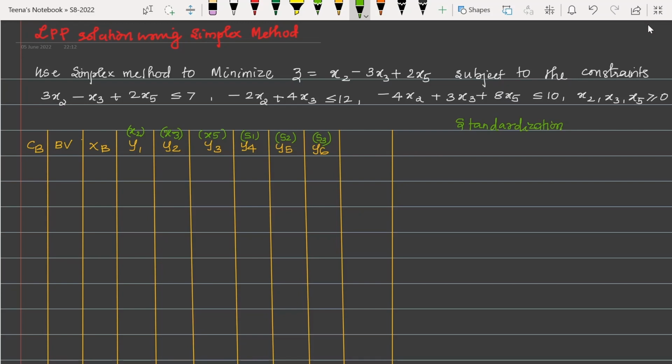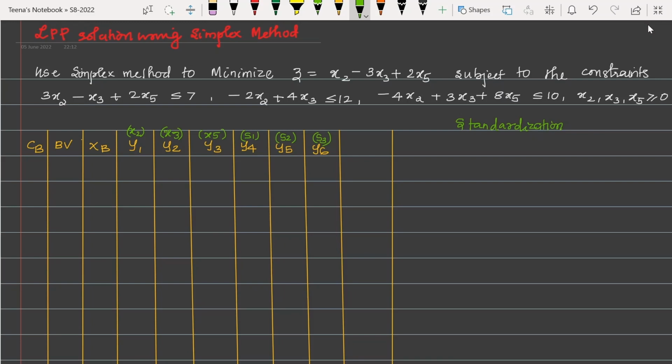minus x3 plus 2x5 less than or equal to 7. Then minus 2x2 plus 4x3 less than or equal to 12. Then the third constraint is minus 4x2 plus 3x3 plus 8x5 less than or equal to 10. x2, x3, x5 greater than or equal to 0.